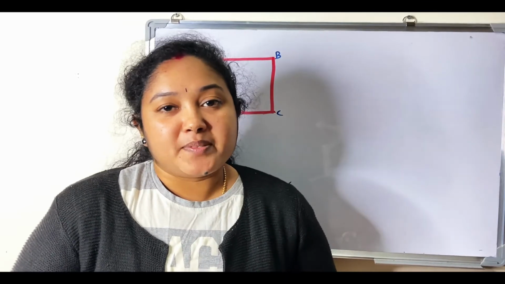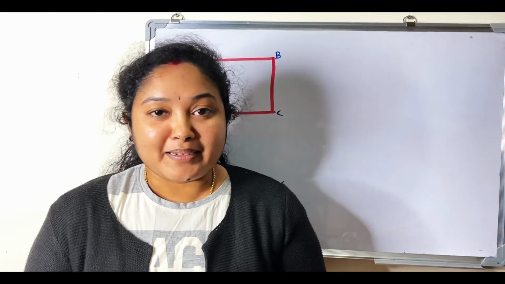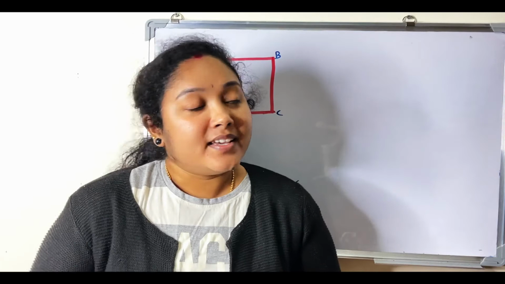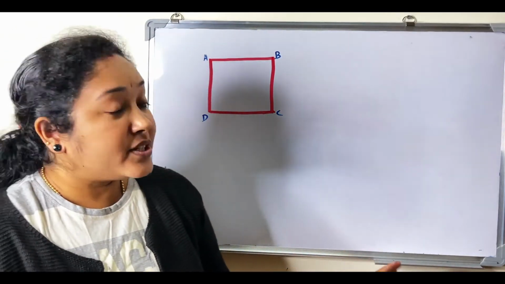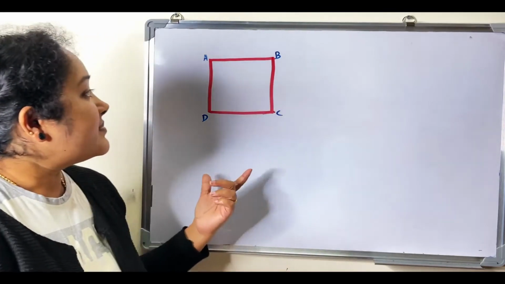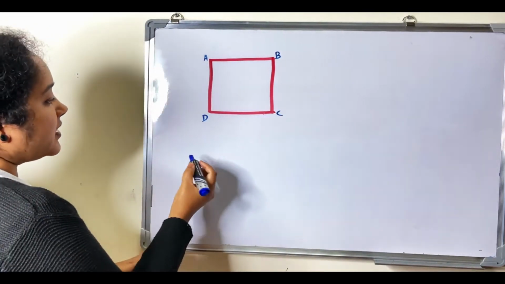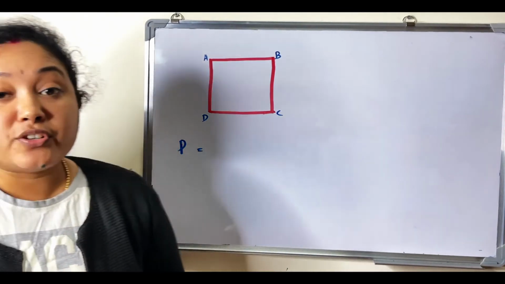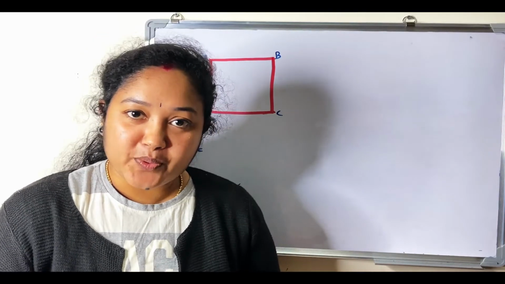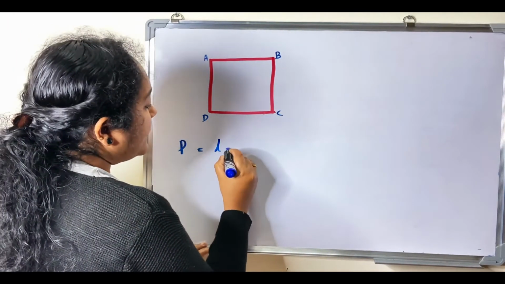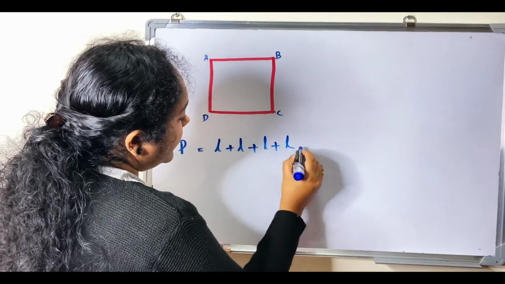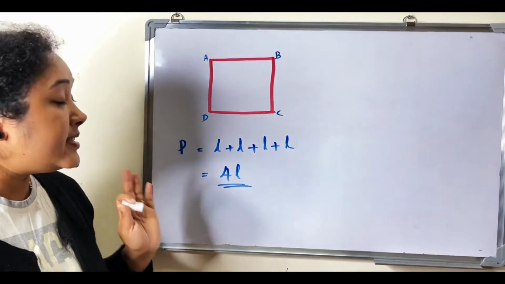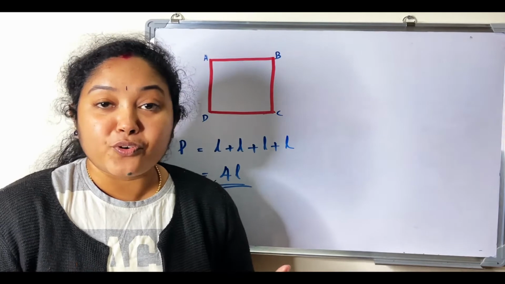Perimeter of regular shapes. Regular shapes are 2D shapes where sides and angles measure the same. First we discuss the regular shape example, square. Perimeter of a square. The specification of a square is all sides are equal. So P is equal to L plus L plus L plus L. That is equal to 4L. So the perimeter of a square is equal to 4 into length, 4L.